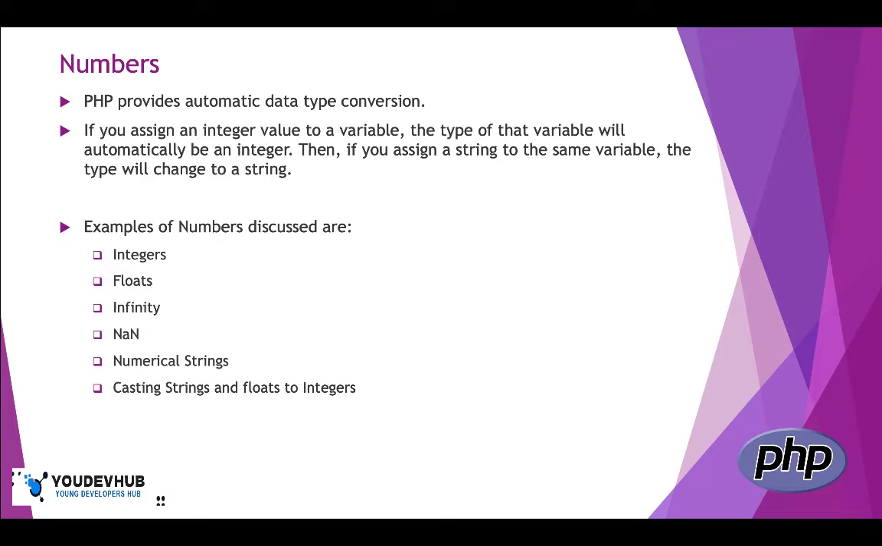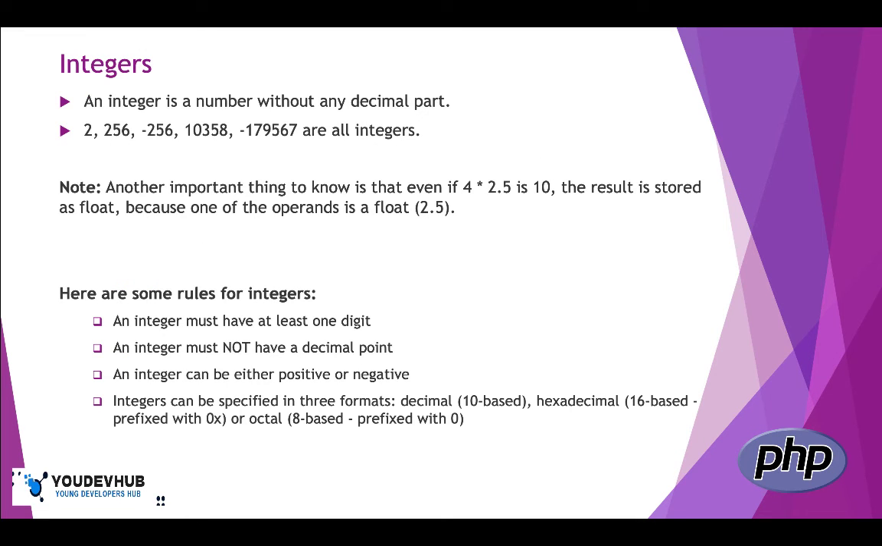Examples of numbers discussed are integers, float, infinity, NaN, numerical string, casting strings, and float to integers. An integer is a number without any decimal point. It can exist from negative to positive.